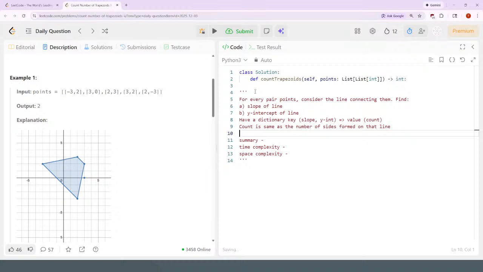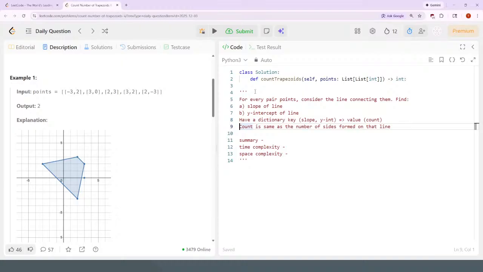And then maybe I have two dictionaries: one for slope to a list of y-intercepts, and another for slope and y-intercept to a count. Or maybe have a dictionary with a dictionary inside it. Is that even possible?